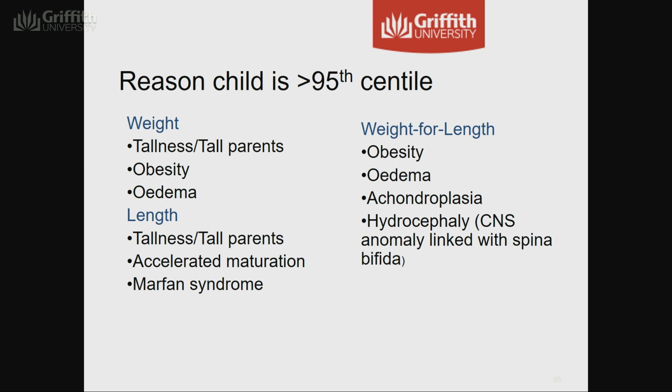There can be a bunch of reasons why a child might be greater than the 95th percentile. If we're looking at weight, it could be that they've got tall parents, it could be that the child is overweight, or it could be that the child has edema. If they're greater than the 95th percentile for length, it could be that, again, they've got genetic predisposition. They could have accelerated maturation or conditions such as Marfan syndrome, which is a connective tissue disorder. And in terms of weight for length, it could be obesity, edema, achondroplasia, which is again another inherited genetic condition, or hydrocephaly, a central nervous system anomaly linked with spina bifida.